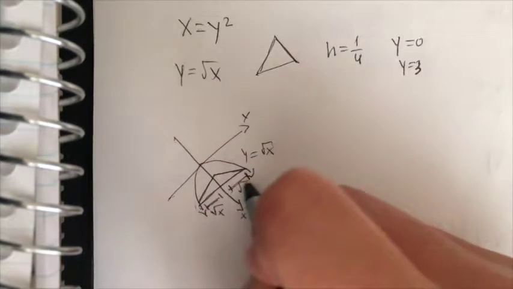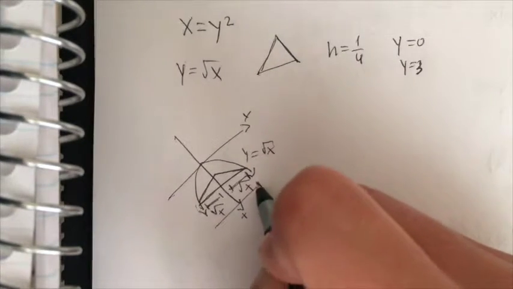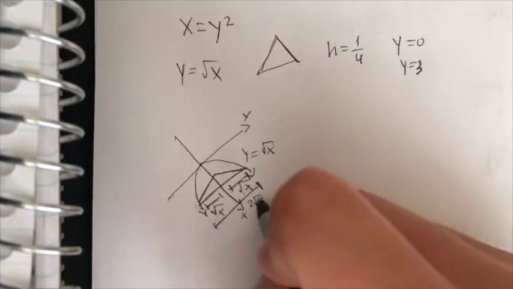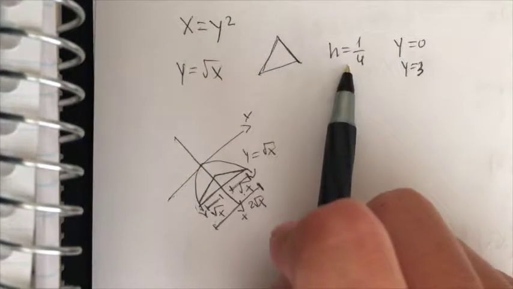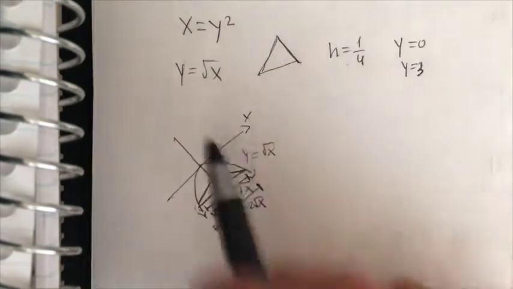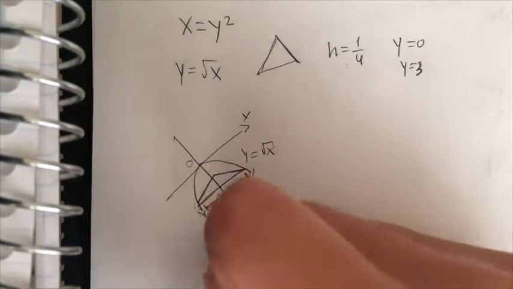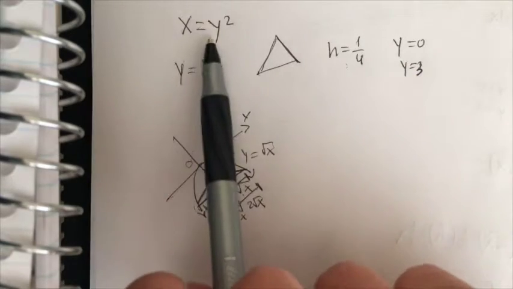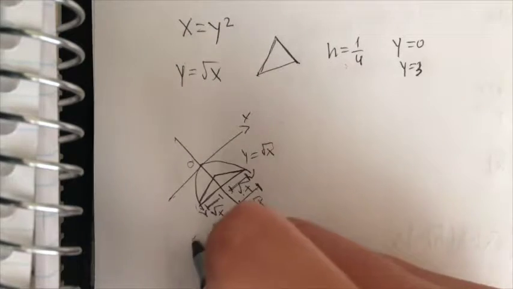Similarly on this side, square root of x. When we combine the two sides, we'll get 2 root x. Okay, so that will be our base. Our height is 1/4. And since we're doing it in terms of y now, we're going to find our integral from 0 to x equals, so we'll plug in 3 for y, so 3 times 3 will be 9, so 2x equals 9.